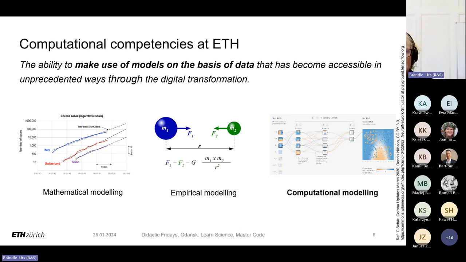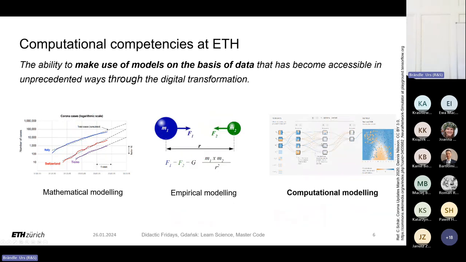So that's the basis of modern machine learning methods. And we are calling this computational modeling. So everything where the human brain is too small to handle all the variables, we call computational modeling.